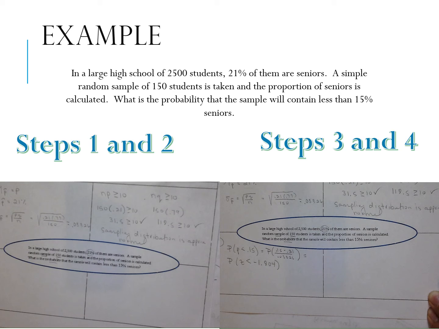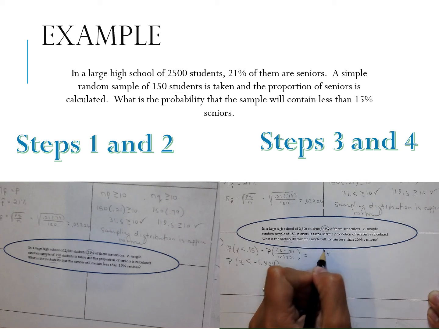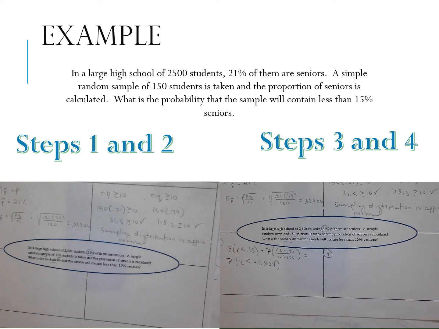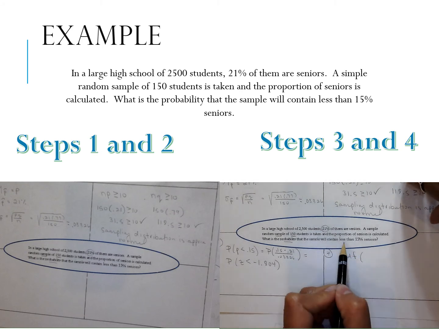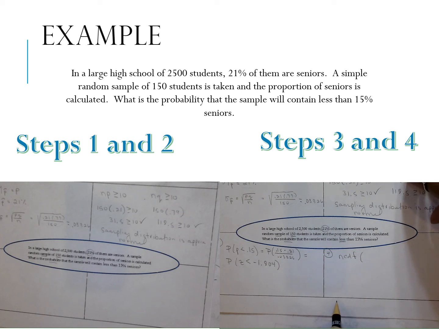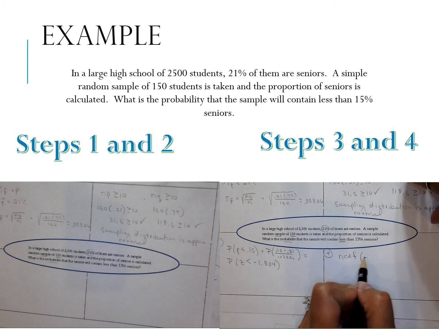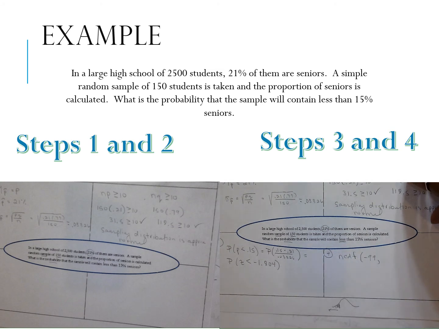And then our fourth step is that we actually do the calculations with that z-score. So we're going to use normal CDF. It wants to know less than. So in a z-score distribution, less than would be shaded to the left, going towards negative 99. So we're going to do negative 99. You always put the lower number first, to our z-score of negative 1.804.